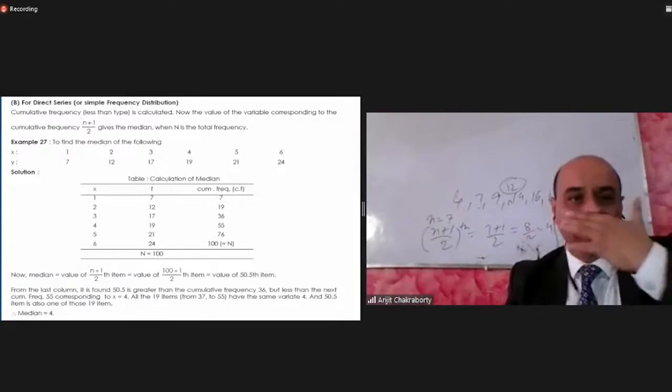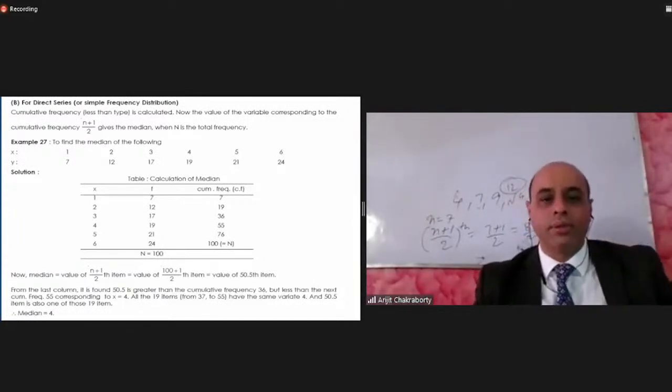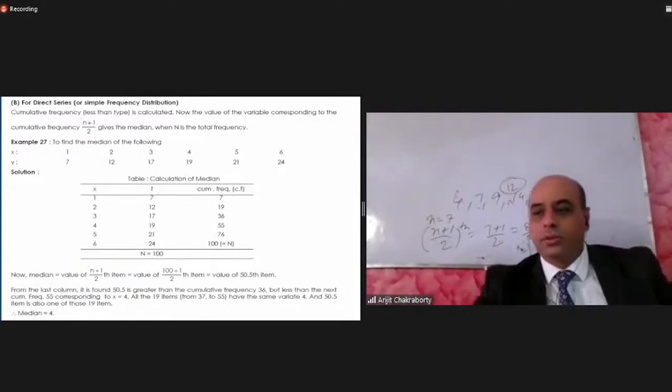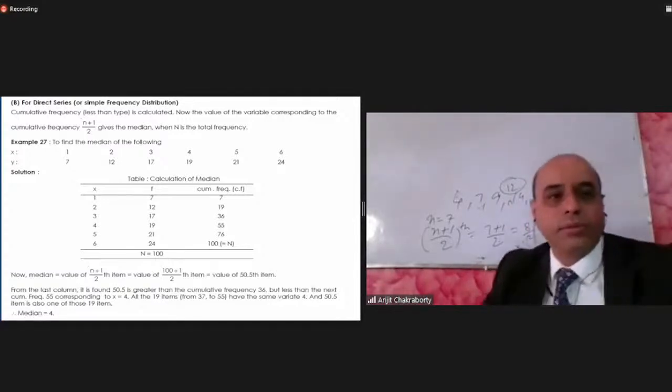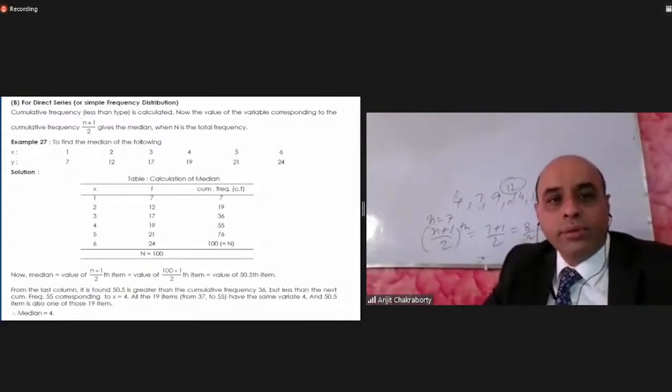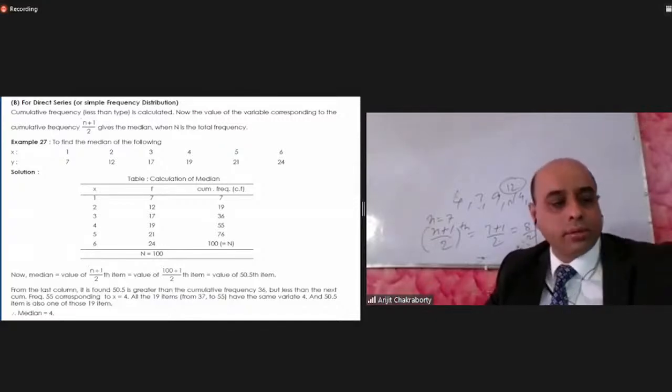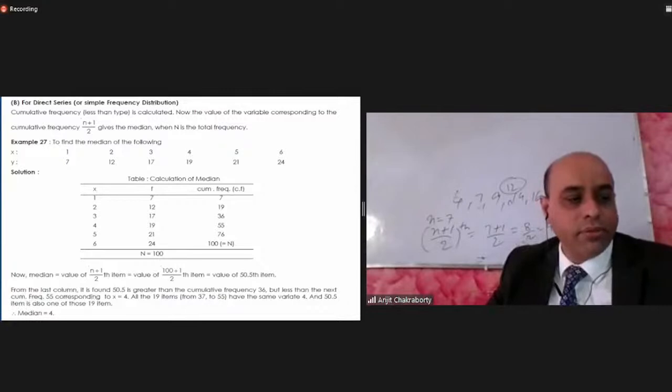Now we will look at direct series or simple frequency distribution. So let us look at the problem which is given. For this, we have to calculate the cumulative frequency. Otherwise, we cannot find out the median. So for median, we have to calculate the cumulative frequency. Yes, 12 is the median.